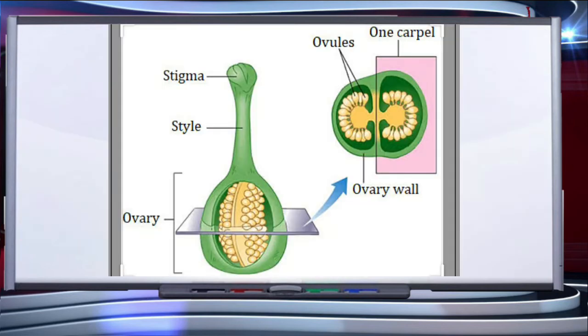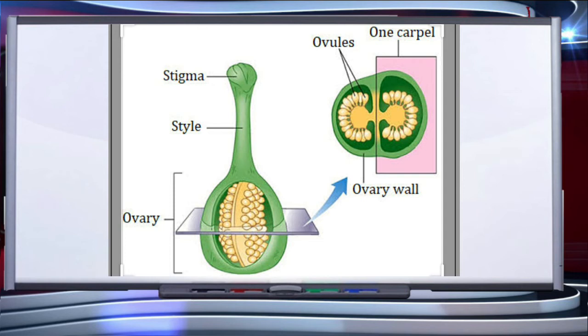Now let's talk about gynoecium. It is a female reproductive part of the flower and is made up of 1 or more carpels. A carpel consists of 3 parts, namely stigma, style and ovary. Ovary is the enlarged basal part on which lies the elongated tube, the style. The style connects the ovary to the stigma. The stigma is usually at the tip of the style and is the receptive surface for pollen grain.